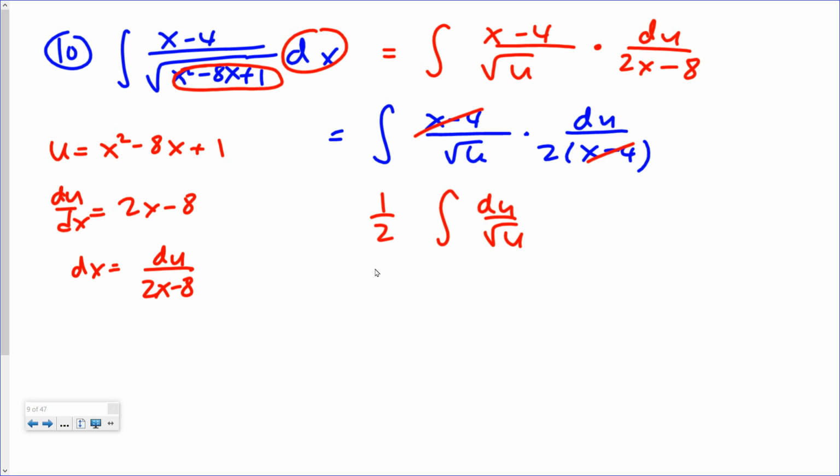And I ask myself, is this an easy reverse power rule problem, or is it something on my pink sheet? It is an easy reverse power rule problem. I mean, I know it's not super easy, but you have to rewrite this to u to the negative 1/2 du, and I'll let you guys go from there. Okay? Let's look at number 16.